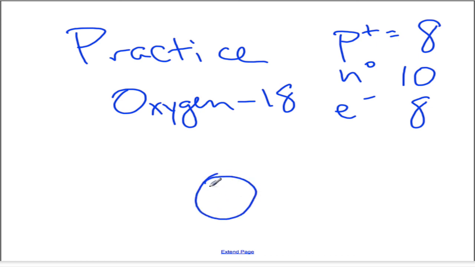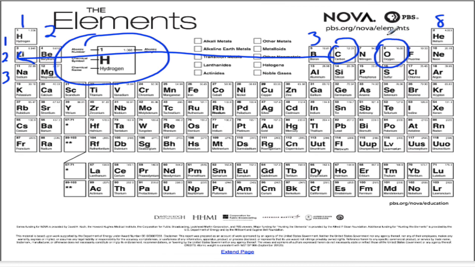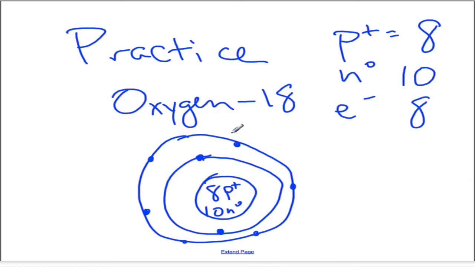Step number 2 is to draw our nucleus. We're going to have 8 protons that are positive, 10 neutrons that are neutral. It is in period 2, so we're going to have 2 energy levels, 1 and 2. And then we're going to have 2 electrons in the first energy level, and then we're going to have 6 in that second energy level. 1, 2, 3, 4, 5, and 6. If we double check with our periodic table, it is in group 6, which matches our picture. All right, easy as that.